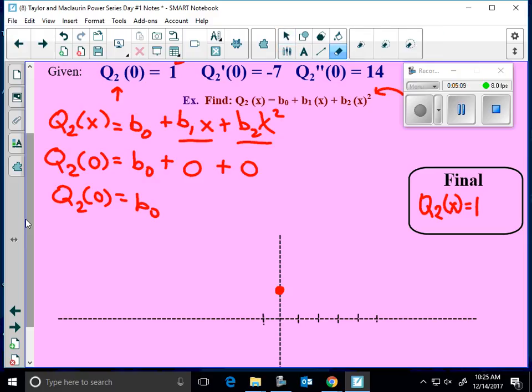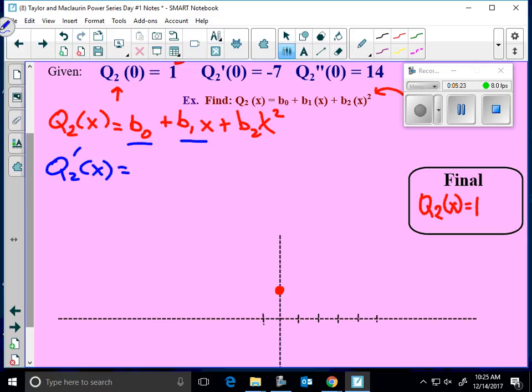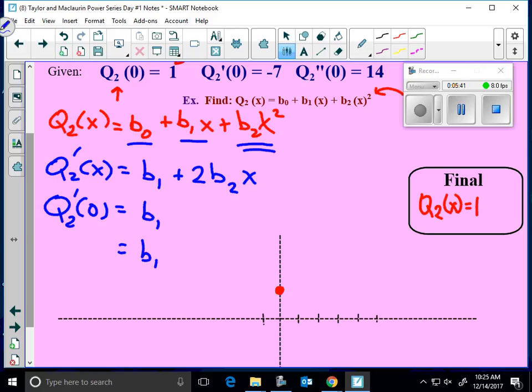Now let's go back to the original. Now let's take its derivative. What would the derivative of q2 of x be? Well, b sub 0 is a constant, so that'd go away. What would the derivative of that be? b1. And what would the derivative of this be? Yeah, b2 of x, right, times x. So what would q2 prime of 0 be? b1. So b1 equals -7.